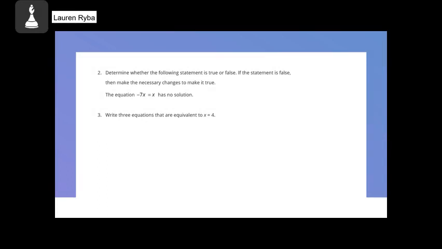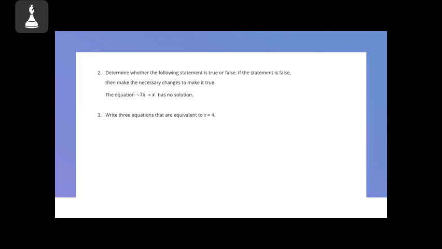Determine whether the following statement is true or false. If the statement is false, then make the necessary changes to make it true. They are stating that negative 7x equals x has no solution. So they're stating there's no way to plug in a number for x such that they would be equal.